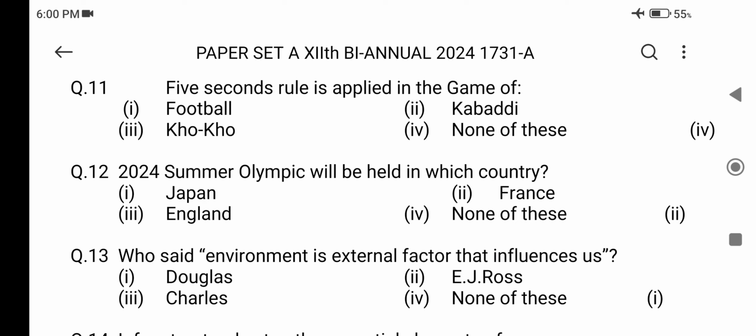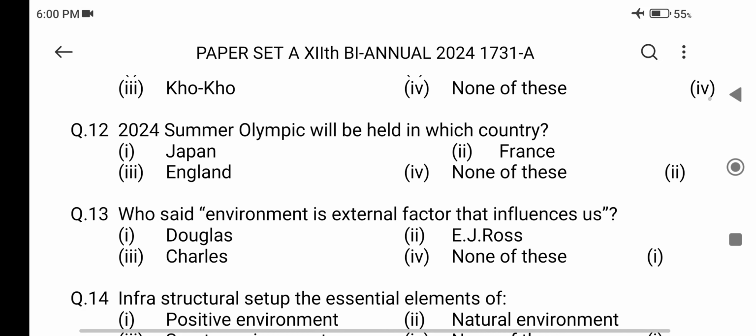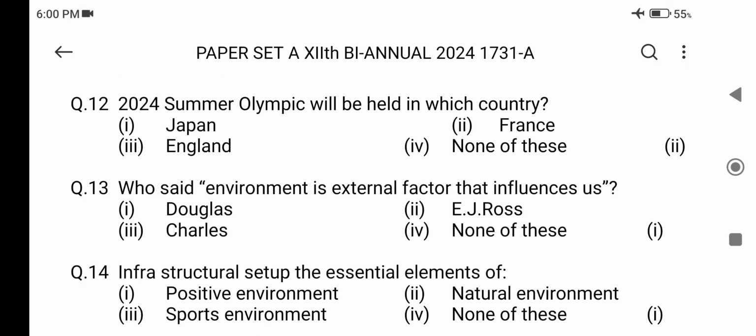Question number 12. 2024 Summer Olympics will be held in which country? Option first Japan, second France, third England, fourth none of these. Answer is option second, France.